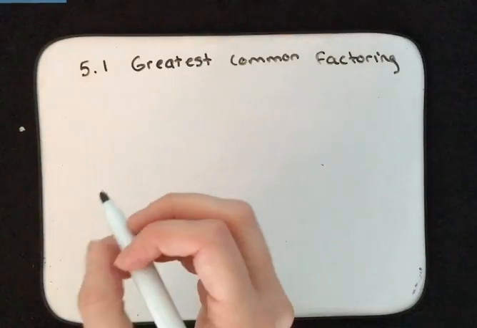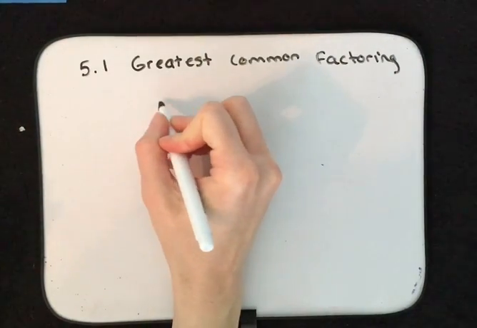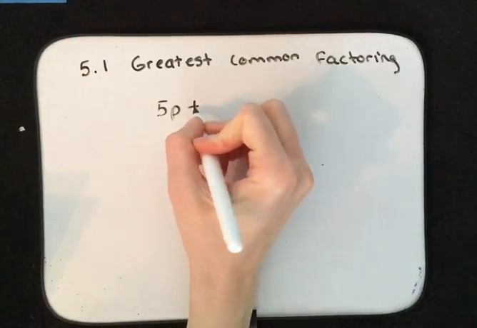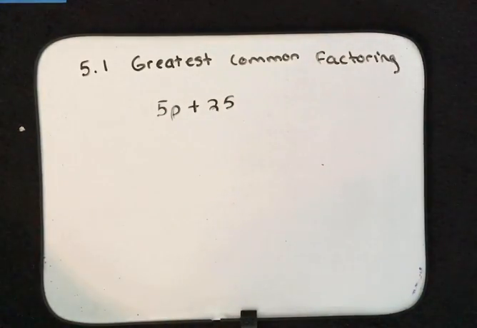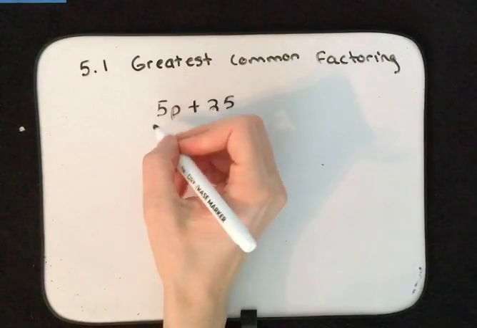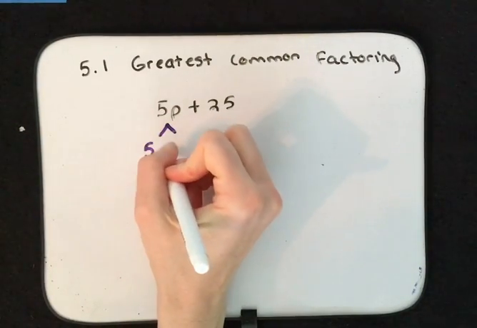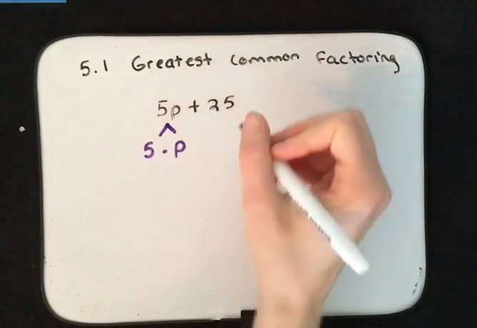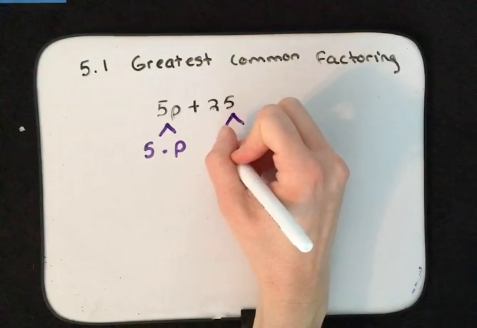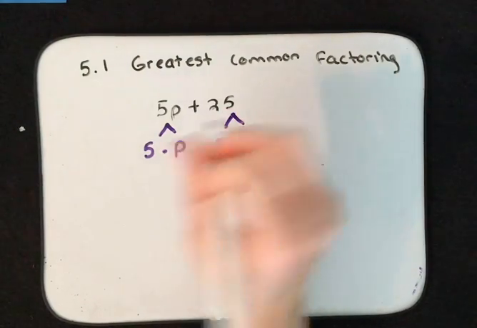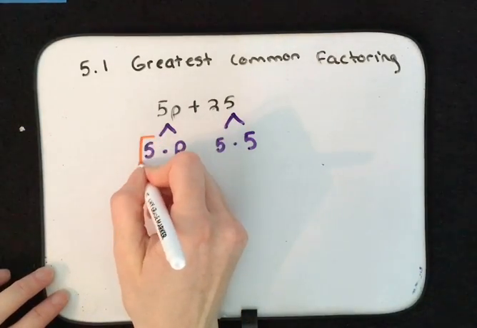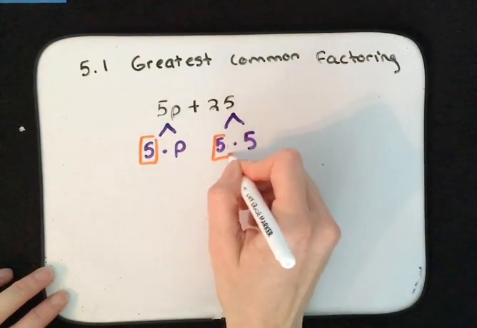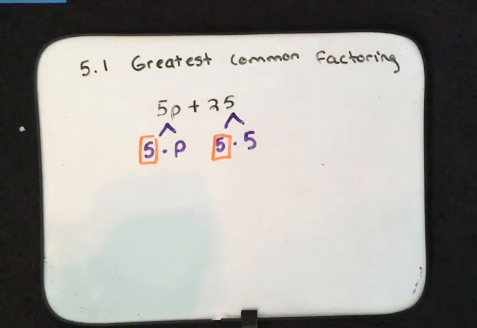For example, if we have 5p plus 25. 5p is comprised of 5 times p. 25 is comprised of 5 times 5. So if we look at these two terms, the thing that is in common is a 5. That's all that's in common, so that is our greatest common factor.